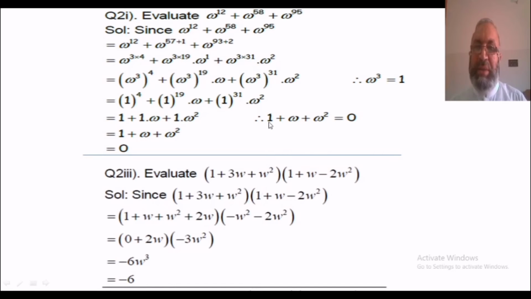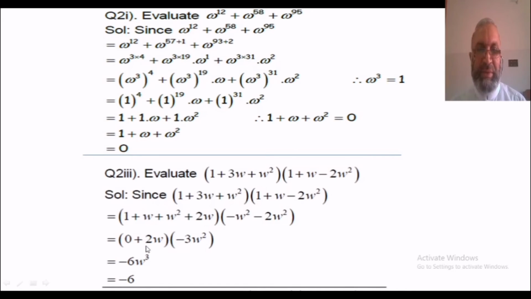How? By transformation: 1 plus omega, we move omega square to the right side, so 1 plus omega is equal to minus omega square. So putting minus omega square instead of 1 plus omega in this question, 1 plus omega is equal to minus omega square, and minus 2 omega square. Thus, in the first factor, 1 plus omega plus omega square, by the first property, is equal to 0, plus 2 omega, into, in the next factor, minus omega square minus 2 omega square. Now we can add them because they are like terms. Minus omega square minus 2 omega square becomes minus 3 omega square.